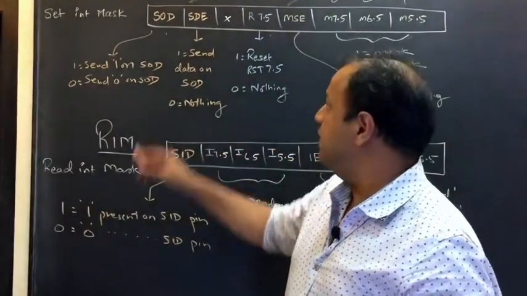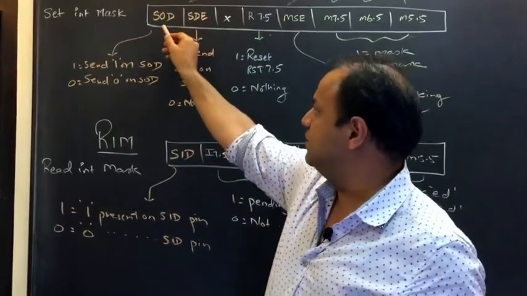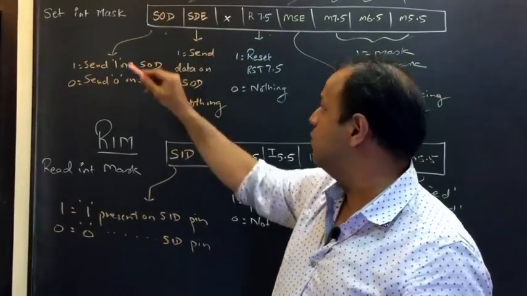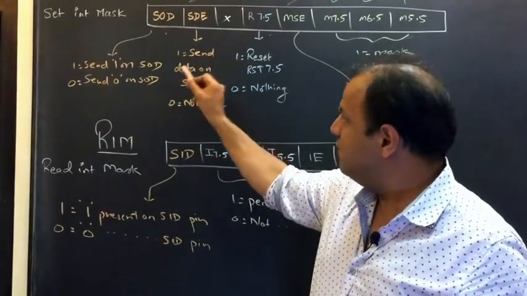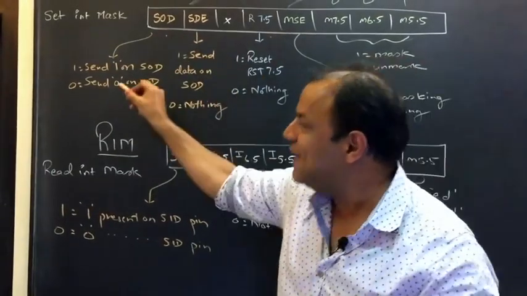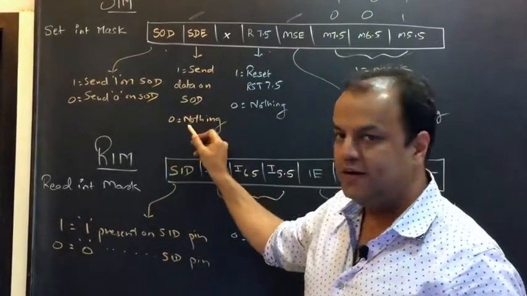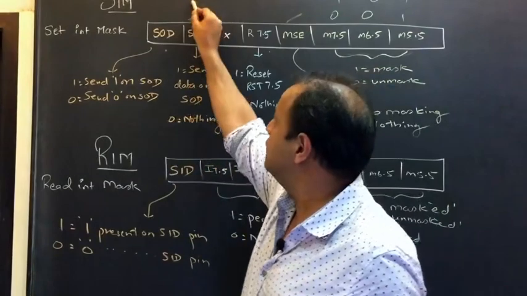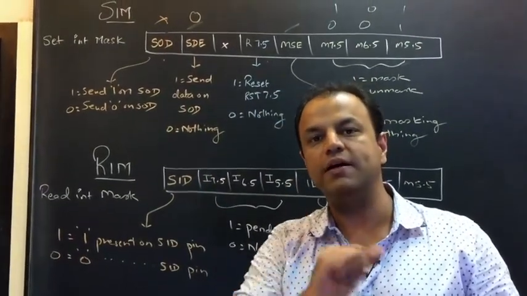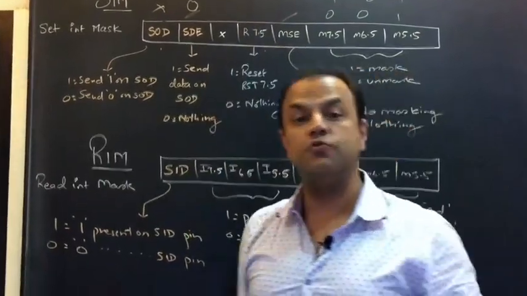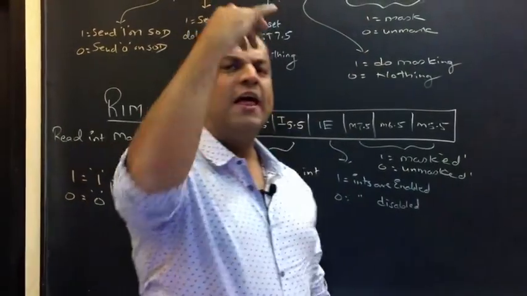So there should be a bit that decides whether you want to do serial communication or not. This bit decides whether you want to send 0 or 1. This bit is called serial data enable. If you keep this bit 1, that means send data on SOD, then this bit will decide whether you are sending a 0 or 1. If you keep this bit 0, that means nothing. If this bit is 0, this bit becomes don't care. Whether you keep 0 or 1 is immaterial. Nothing will be sent out on the SOD pin. Whatever was the earlier value will be retained. Please tell me, did you understand this?